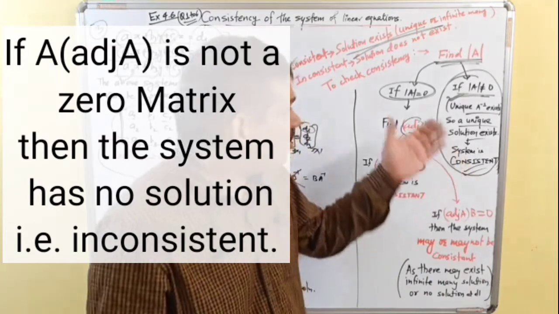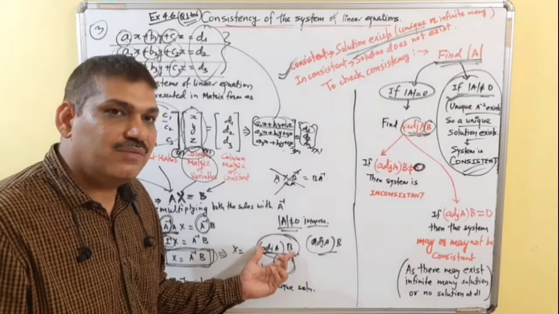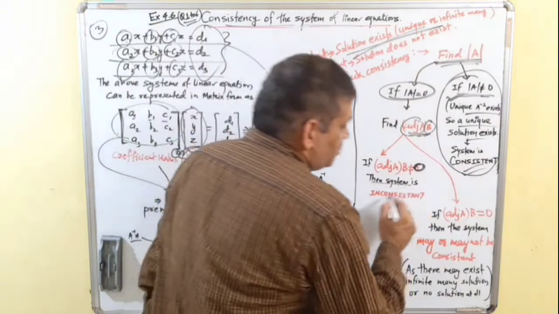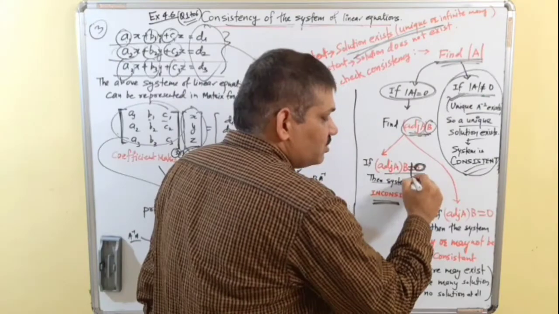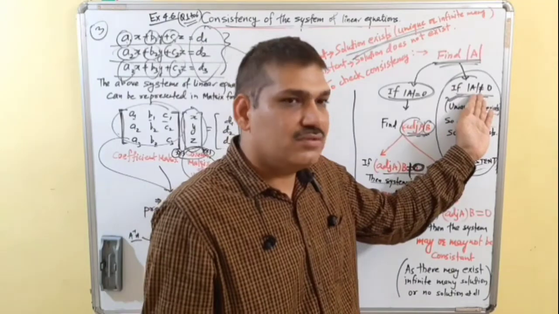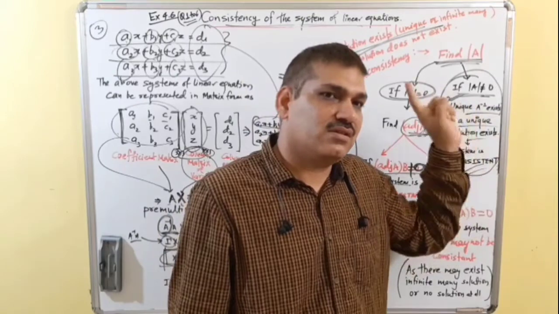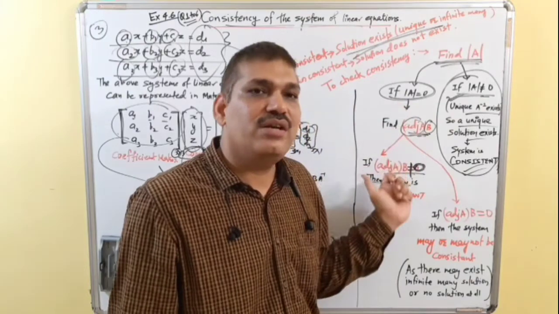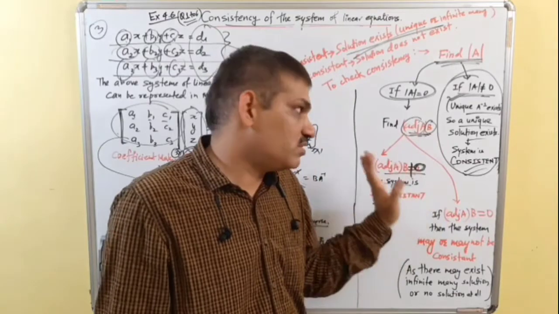That means if determinant A is 0 but adjoint A into B is not equal to 0, that means this quantity is not defined, that means the solution cannot be found, the system is inconsistent. This is sure: whenever adjoint A into B is not equal to 0, the system is inconsistent. For determinant A not equal to 0, inverse exists and a unique solution exists, that means the system is consistent. If determinant A is 0, then we find adjoint A into B. If adjoint A into B is a non-zero matrix, then the system is inconsistent.